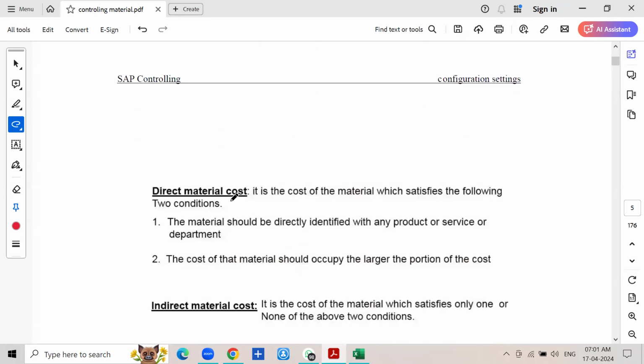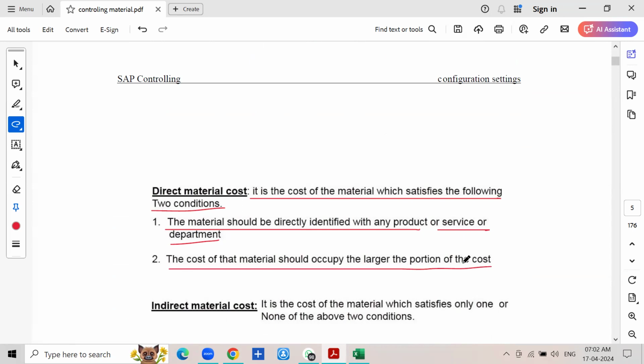See, direct material cost. It is the cost of the material which satisfies the following two conditions. Number one, the material should be directly identified with any product or service or department. The cost of that material should occupy the larger portion of the cost. So any material which satisfies both the conditions, please remember, the material has to satisfy both the conditions. Then that material is called direct material.